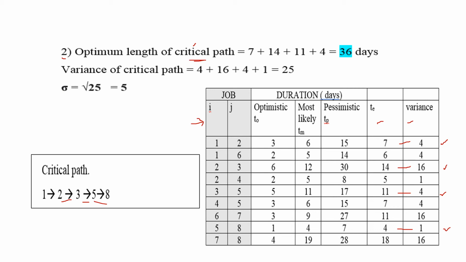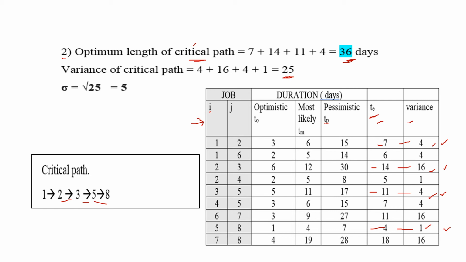Here you take the values of the rows for the expected time which forms the critical path. Okay, that is 7 plus 14 plus 11 plus 4, and that is 36 days. And now variance of the critical path, here you select the variance, that is 4 plus 16 plus 4 plus 1, and that is 25. Okay, so this was the second question. Find the optimum length of the critical path and variance of the critical path.